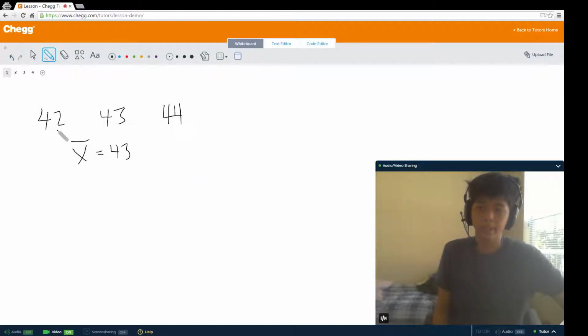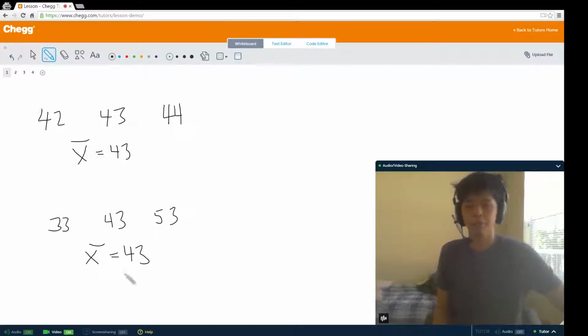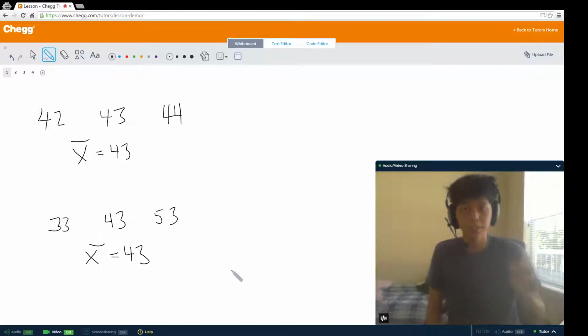Let's consider, on the other hand, the same kind of example but with different values. Let's say that we have 43, and we also get 33 and 53. So here again, the mean is 43, but this time, 2 of our points are 10 away from our mean, even though 1 of our points is still the mean. So this time, the spread is a lot higher, and our standard deviation is a lot higher, even though the mean of both of these data sets is the exact same.